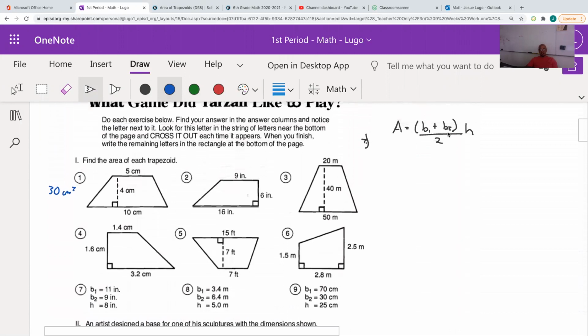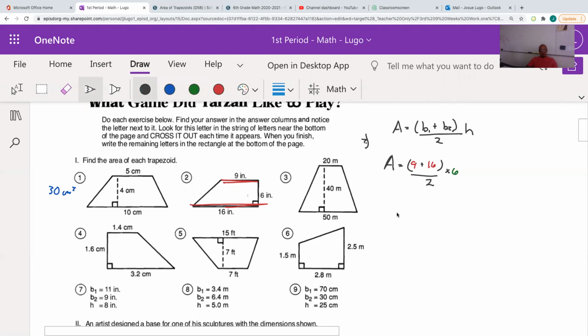And for number 2, I want to encourage you to write down the formula first in your notebook. Area is equal to base 1 plus base 2, in parentheses, over 2 times the height. So let's go ahead and fill some of these things in. So in this case, guys, in number 2, we can see that our bases, the sides that are parallel, are 9 and 16. So it's going to be 9 plus 16. Those are my bases. And my height is perpendicular to that. My height is going to be 6.